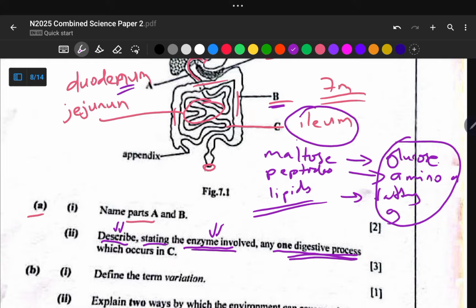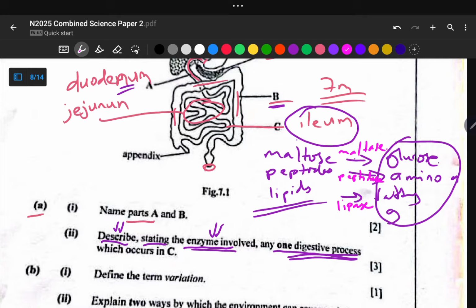So here you are required to give the enzyme involved, right? We are required to give the enzyme involved. For the first reaction, we are going to use the enzyme maltase. So let me highlight in pink. We are going to use the enzyme maltase. And then here we are going to use the enzyme peptidase, right? And then here we are going to use the enzyme lipase. As simple as that, and you are good to go.